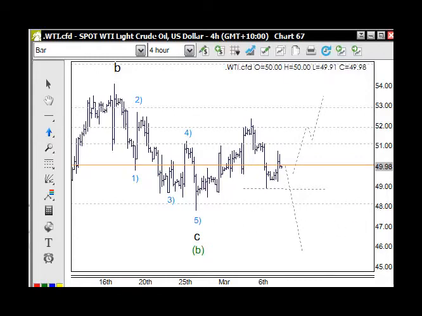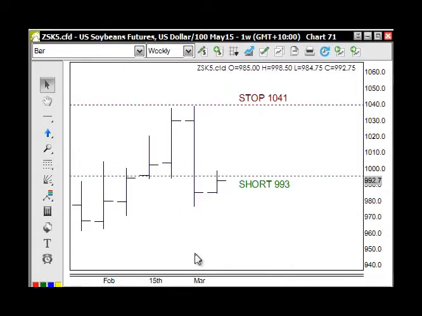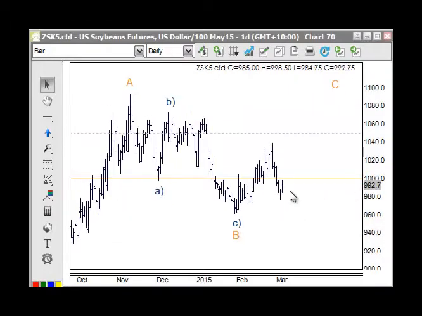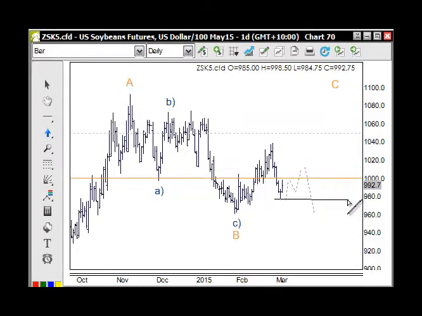The grains, soybeans, wheat and corn, are all going pretty much according to plan. We're short in the soybean market, expecting a retest of 1,000, which it's doing now. So we should see some sort of rally here. I'm not going to get into it at the moment, but then we should see it fade from that point, and that's that, I guess.